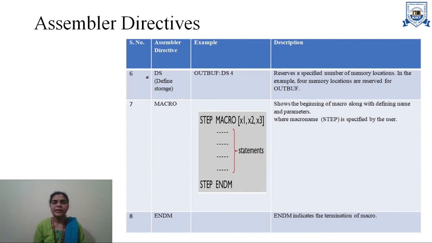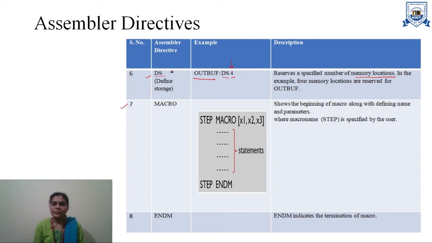Next assembler directive is DS, define storage. Here we can define how many locations will be used by some label. So we can allocate a number of locations to a variable with the help of DS. It reserves a specified number of memory locations. For example, here OUTBUFF label, then DS 4. So it will allocate 4 memory locations to OUTBUFF.